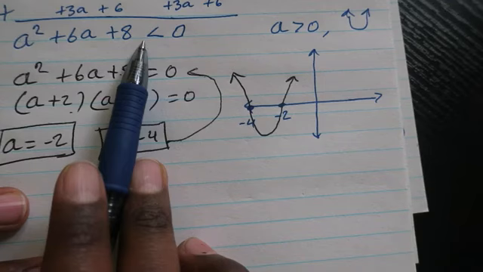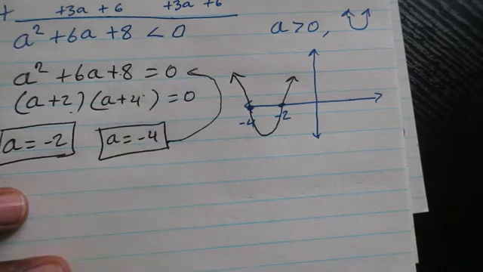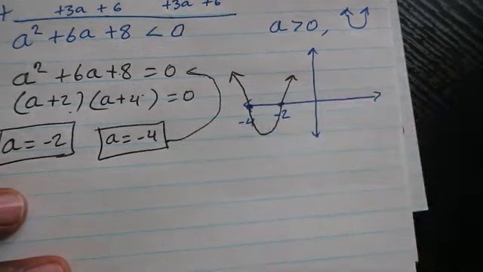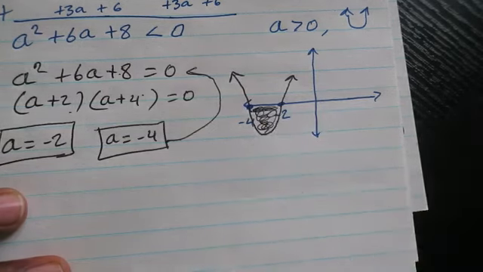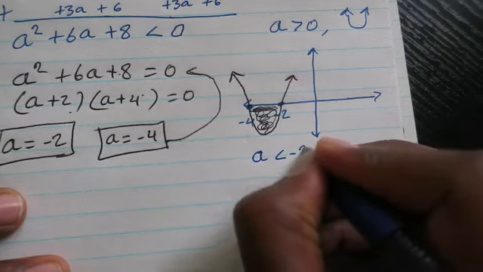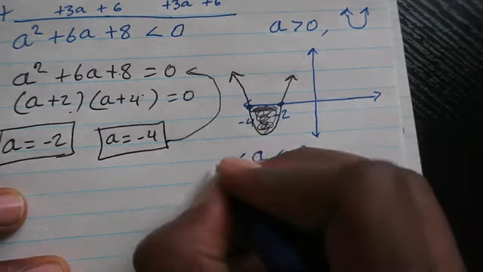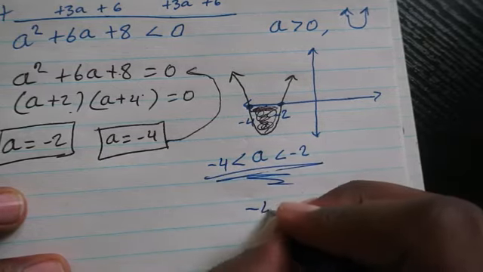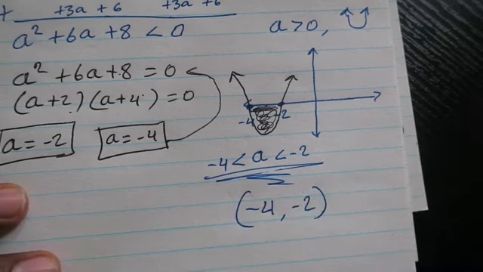Now the symbol here says less than, meaning less than 0 means negative values. So your y values have negative values. So that's whenever the graph is below the x-axis, and it's below the x-axis for those x values right here. So that means a is greater than -4 and less than -2. In interval notation, it would be -4, comma -2 with parentheses around the two numbers.